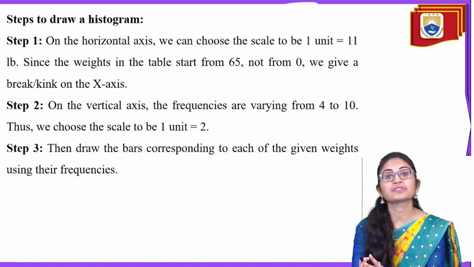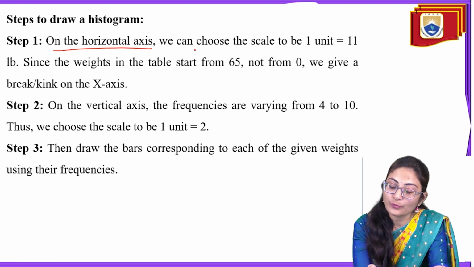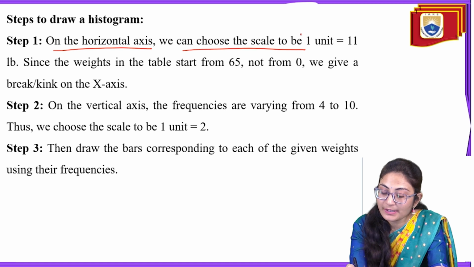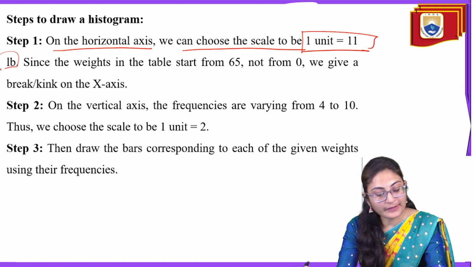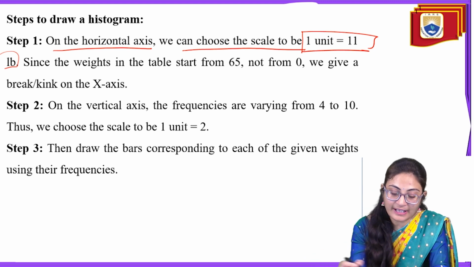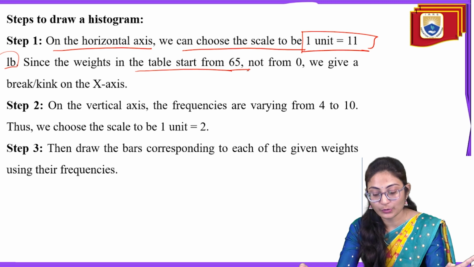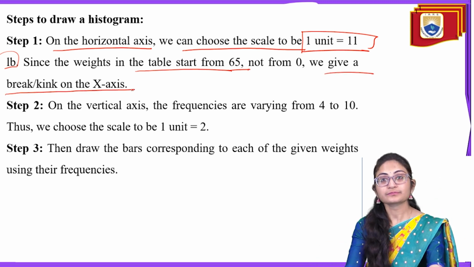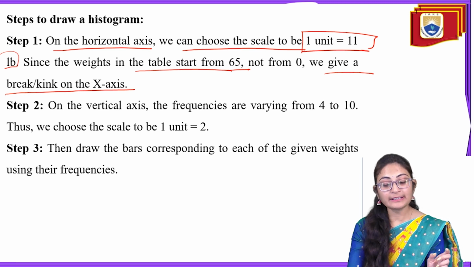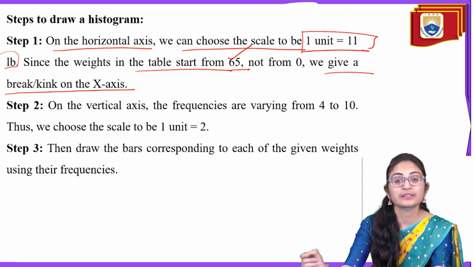Now the steps to draw the histogram. First, on the horizontal axis, we can choose the scale to be 1 unit equal to 1 lb. Since the weights in the table start from 65, not from 0, we give a break on the x-axis. So our axis will not start with 0, we will start with 65.